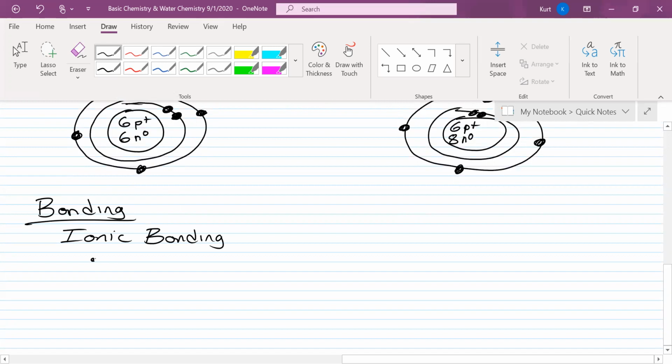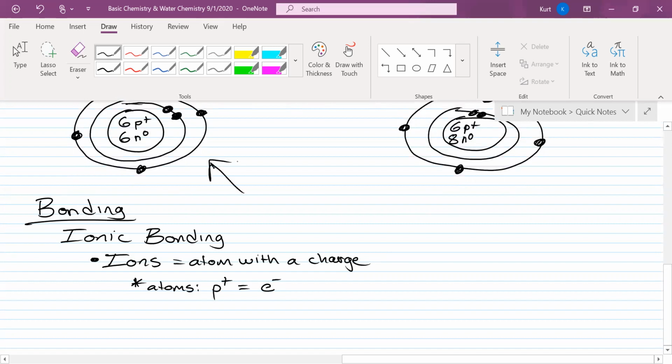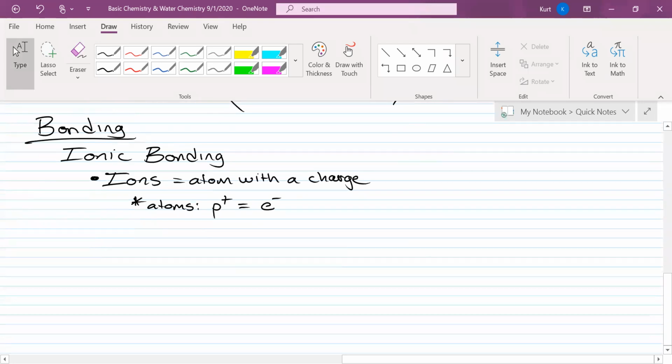Now, in ionic bonding, you have ions that are going to be bonded together. An ion is an atom with a charge. Now, typically, atoms are neutral. Their protons equal their electrons. So if you go back to my carbon, it has 6 protons, 6 electrons. It's neutral. Even carbon-14, 6 protons, 6 electrons. It's neutral. But ions are not neutral, they're charged. And to explain ions in ionic bonding, I'm going to use sodium and chlorine.